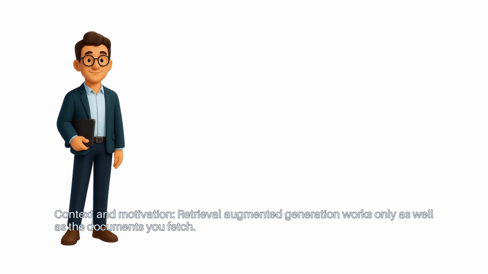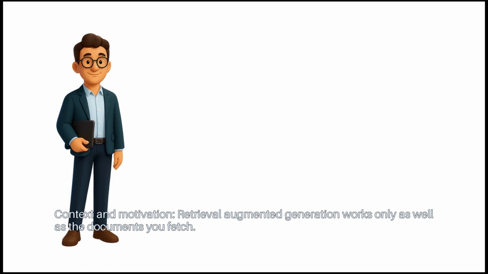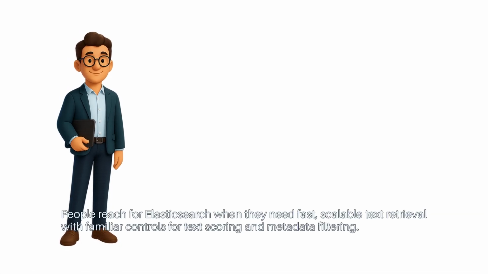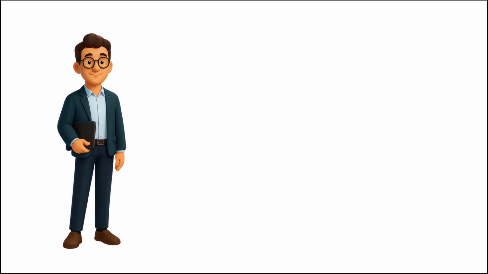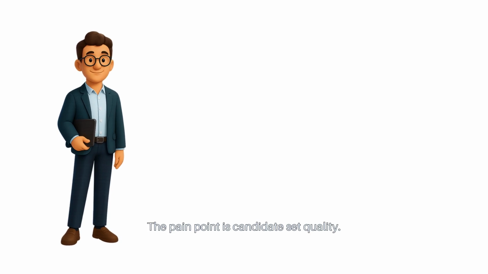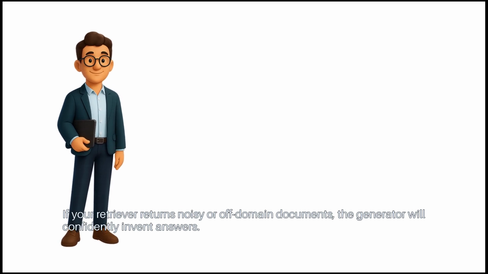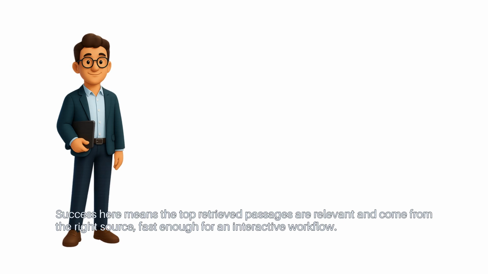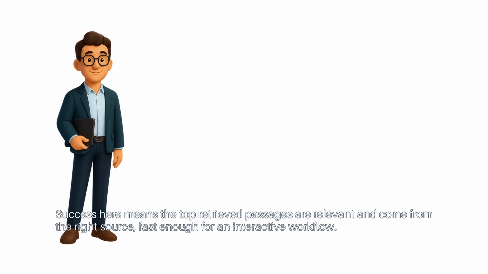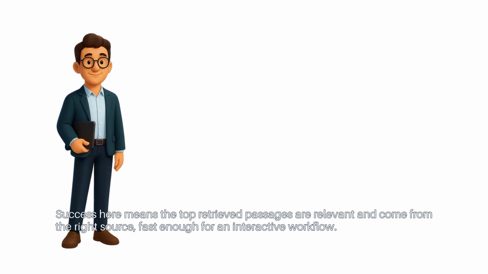Context and motivation. Retrieval augmented generation works only as well as the documents you fetch. People reach for Elasticsearch when they need fast, scalable text retrieval with familiar controls for text scoring and metadata filtering. The pain point is candidate set quality. If your retriever returns noisy or off-domain documents, the generator will confidently invent answers. Success here means the top retrieved passages are relevant and come from the right source, fast enough for an interactive workflow.